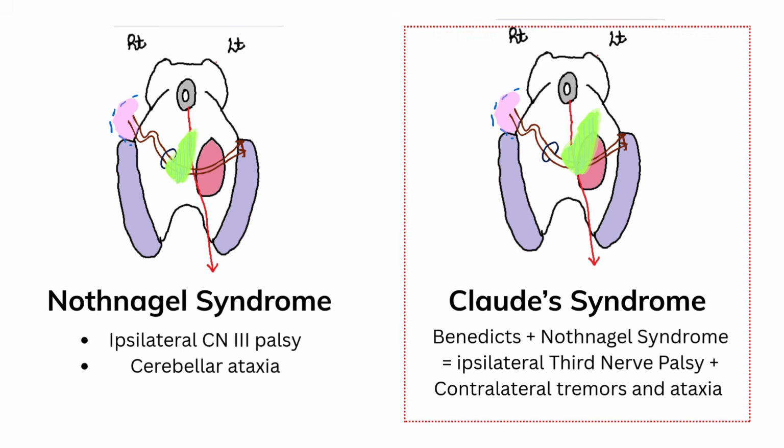The Claude syndrome is essentially a combination of the Benedikt and the Nothnagel features. The lesion here affects the red nucleus, the superior cerebellar peduncle, and the third nerve. So the clinical findings will include ipsilateral third nerve palsy, contralateral tremors, and ataxia. The ataxia here is usually contralateral because most lesions here will occur after the decussation of the superior cerebellar peduncle. And this is the reason why most textbooks will describe contralateral ataxia in Claude syndrome.